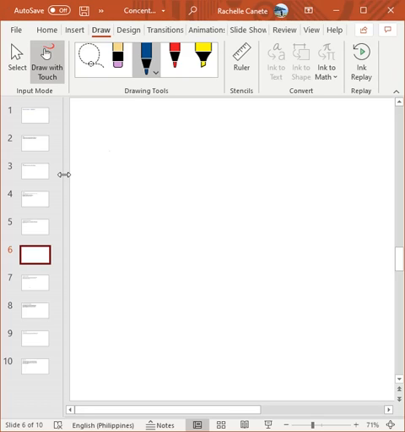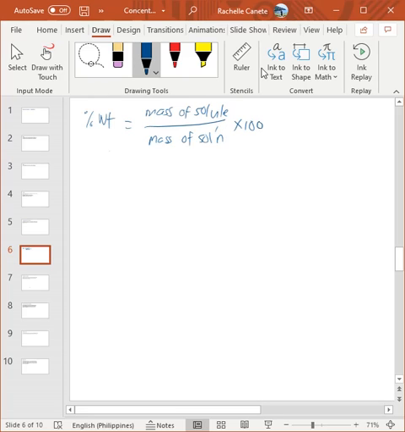Okay, so let's go back to percent composition. First we have percent weight. Basically, class, what percent weight means is just the mass of solute all over the mass of solution times 100. Percent man, di ba?